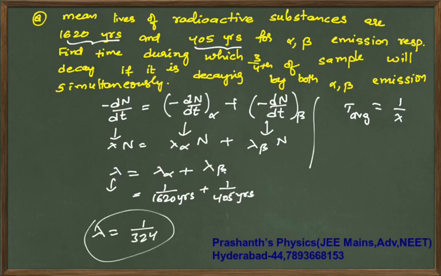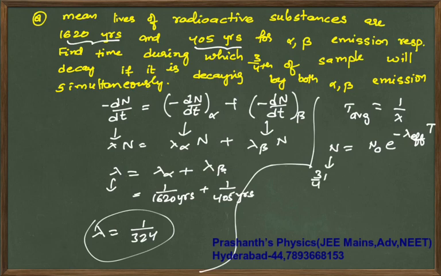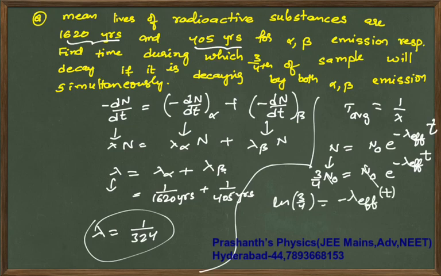Now from this, 3/4 of the sample will decay. So your N is equal to N naught times e power minus lambda effective into t. So 3/4 means 3 by 4 N naught is equal to N naught times e power minus lambda effective into t. So N naught will cancel off. ln of 3 by 4 is minus lambda effective into t, times ln e to the base is 1. From here substitute lambda effective, get the value of t.